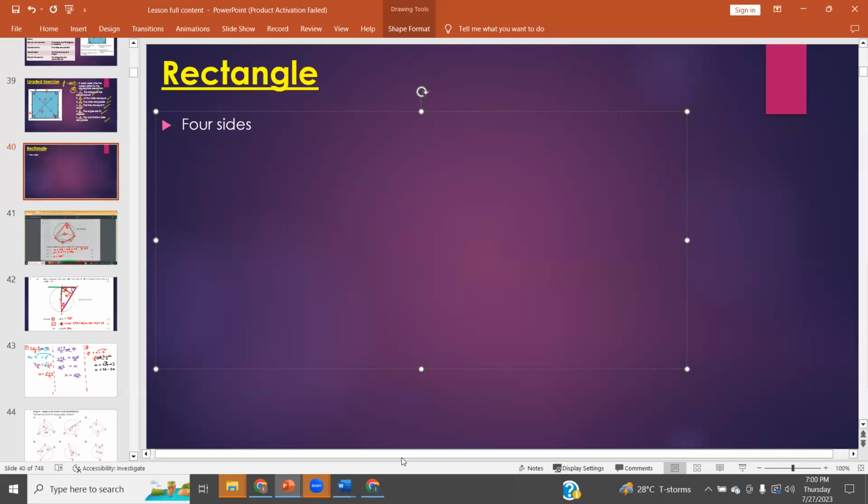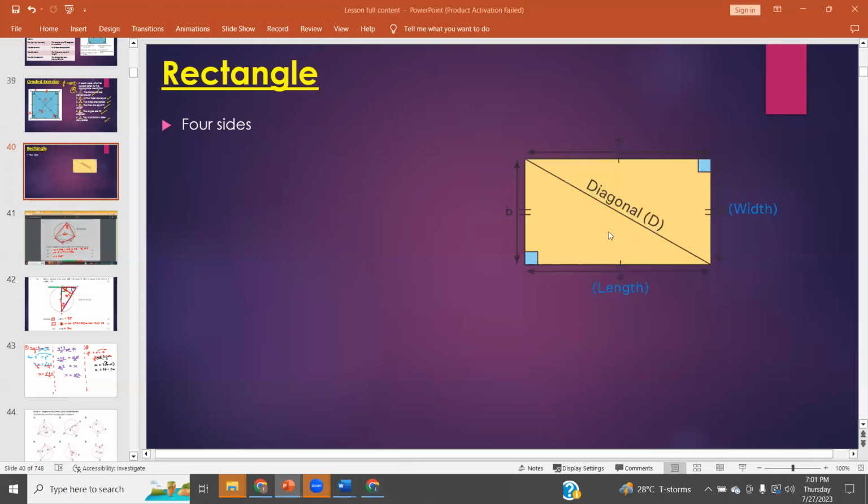Mr. Petit, I sent my work. Okay, awesome. So let me just, I want you all to draw this image of a rectangle as well. I'm gonna put it on the screen as well.